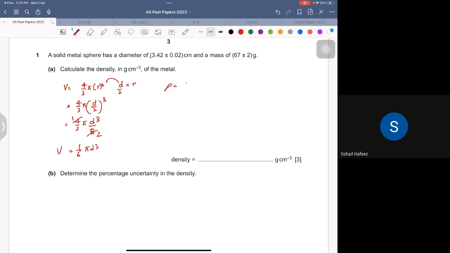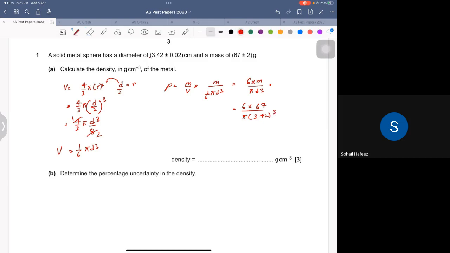Now density is mass over volume. I'm going to write mass over 1 by 6 pi d cube. And 6 will go on top, so this will be 6 times mass over pi d cube. Now I can simply find this. This is going to be 6 times 67 divided by pi, and the diameter was 3.42 whole square whole cube.